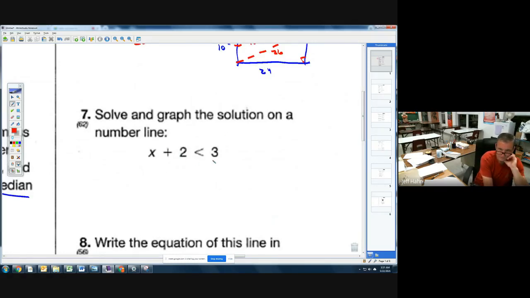Oh, 7 could not get any easier, kids. You are just, first of all, thinking about this as an equation. Think of this as an equal sign to get x by itself. I just do the opposite of adding 2, which is subtract 2. X then becomes less than 1. That's solved. On your number line, add 1. It's an open circle because there's no equal sign. And its number's less than 1, which goes this way.